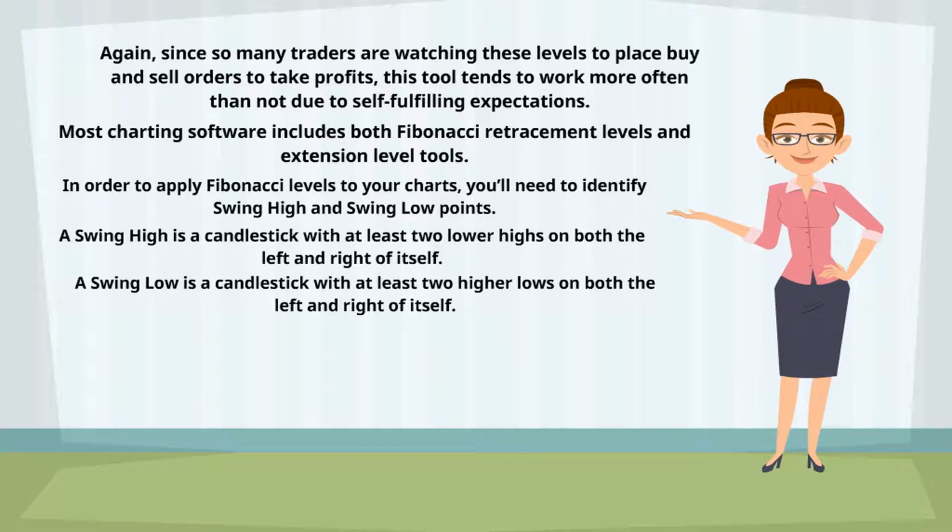Most charting software includes both Fibonacci retracement levels and extension level tools. In order to apply Fibonacci levels to your charts, you'll need to identify swing high and swing low points. A swing high is a candlestick with at least two lower highs on both the left and right of itself. A swing low is a candlestick with at least two higher lows on both the left and right of itself.